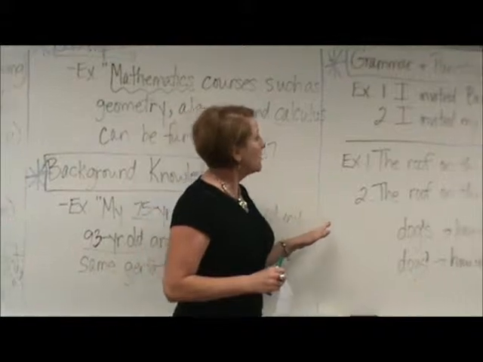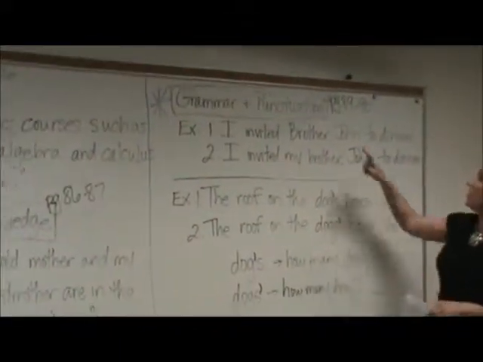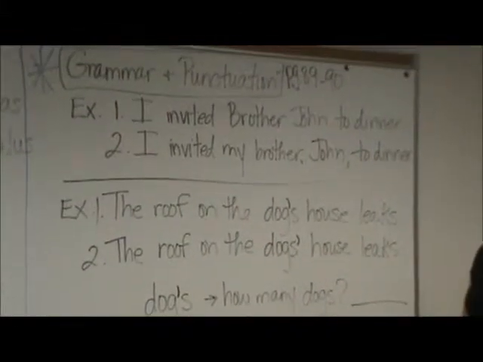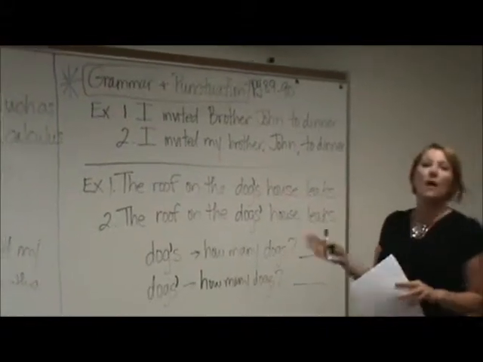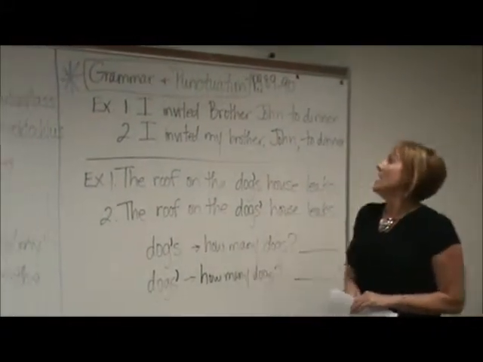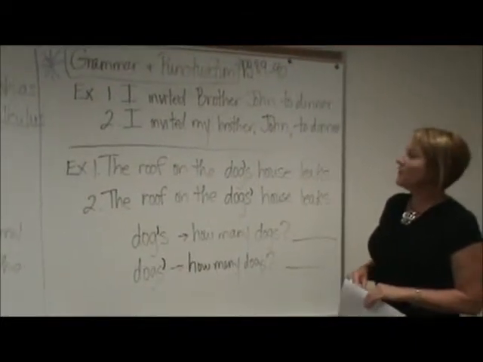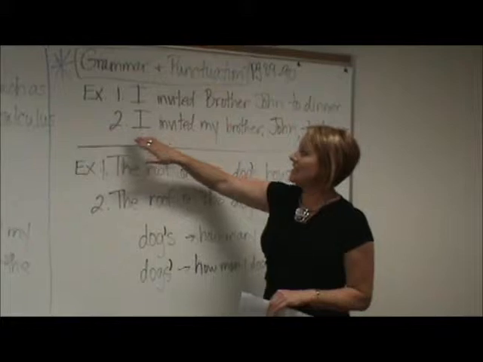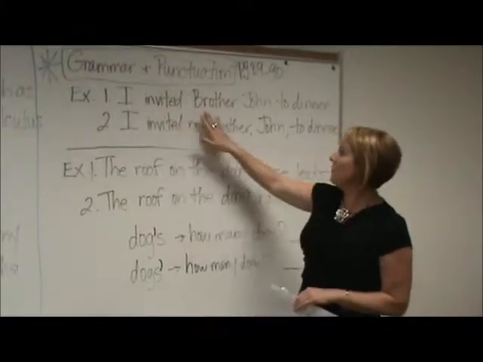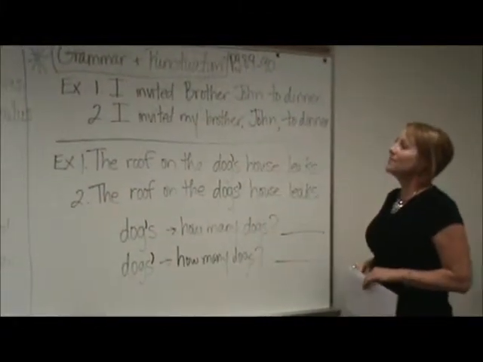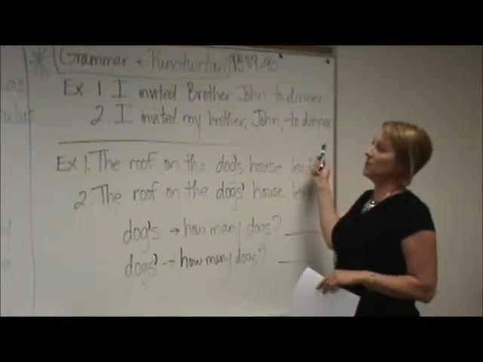The last clue that we're going to talk about is grammar and punctuation, on page 89 and 90. And this is actually my favorite one. I don't know why, they're just tricky and they're fun. An example of a grammar and punctuation clue is this. Okay, I've written two sentences. They're almost the exact same. The first one says, I invited Brother John to dinner. The second sentence says, I invited my brother John to dinner.